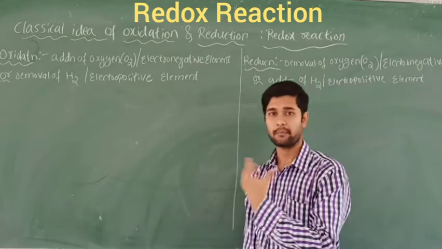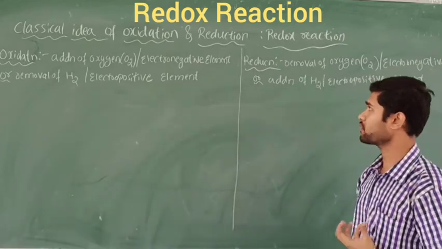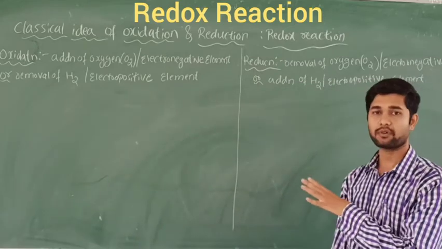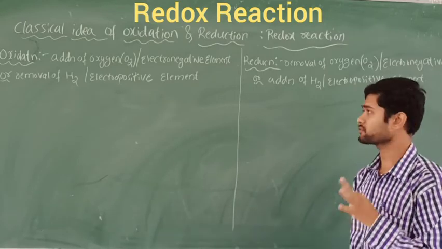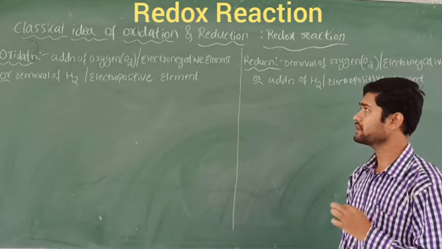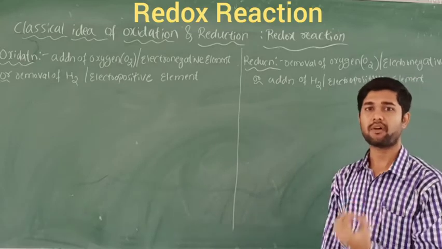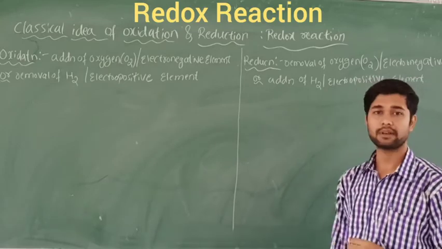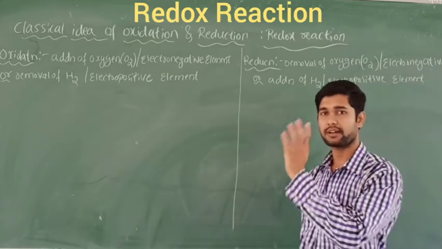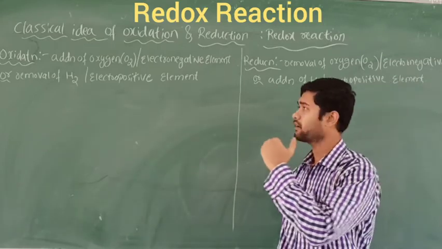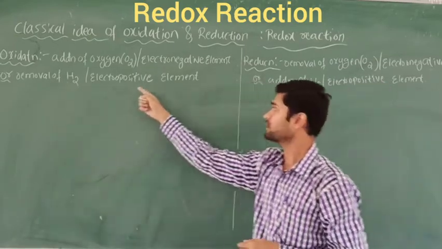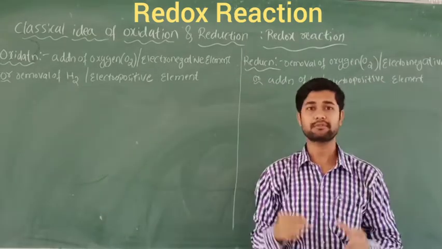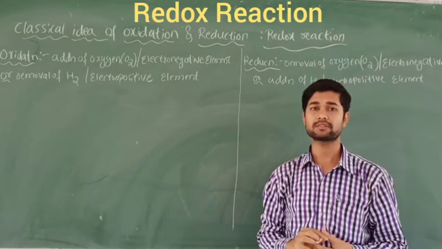So let's approach the classical idea of oxidation and reduction. Let's define oxidation. What do we mean by oxidation? Oxidation means addition of oxygen or an electronegative element. This is one definition of oxidation. Or, removal of hydrogen or removal of an electropositive element from the substance, that we also call oxidation.